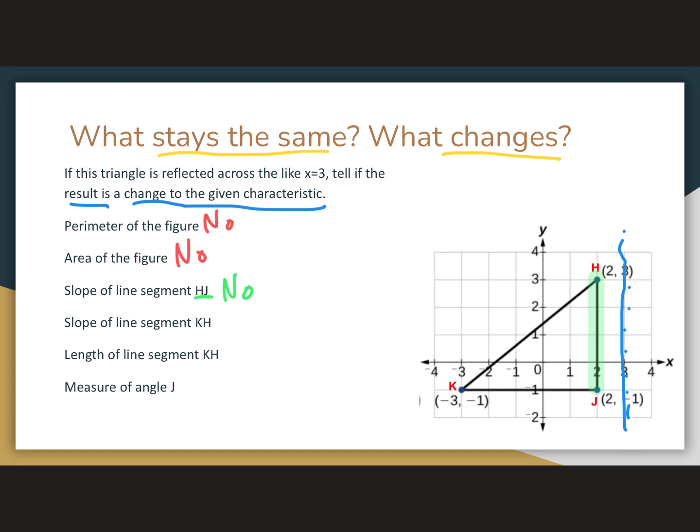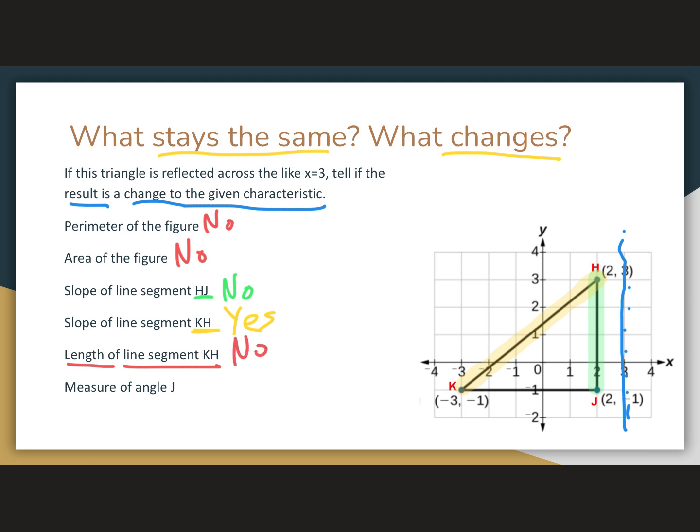What about the slope of line segment KH? So let's look at where line segment KH is. Line segment KH is this line segment right here. Well, that one, when I reflect it, you go from being positive to being negative. So that one does change. What about the length of line segment KH? Well, the length of any line segments are not going to change. So that does not change.